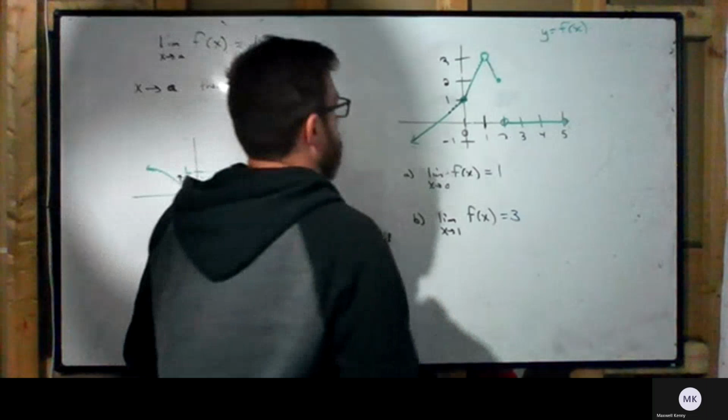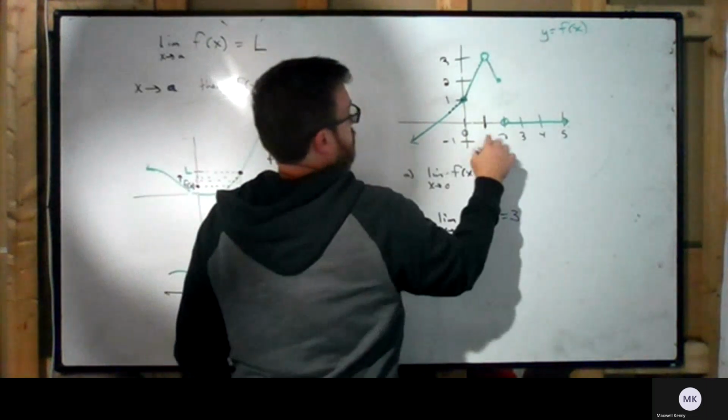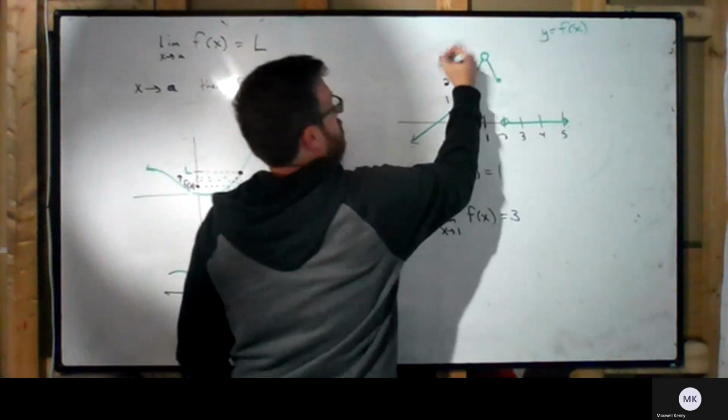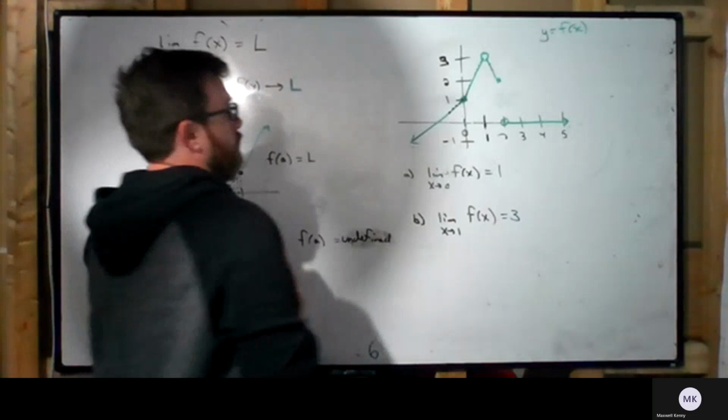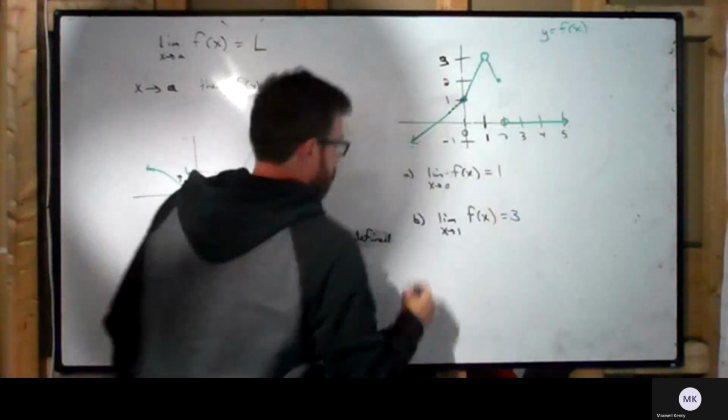All right. So as I get close to 1, you can see that f of x is getting close to this 3 value. So that's why the limit as x approaches 1 goes to 3 from both directions.